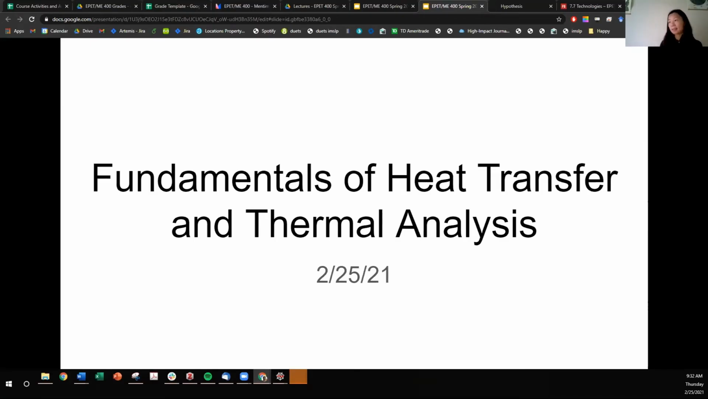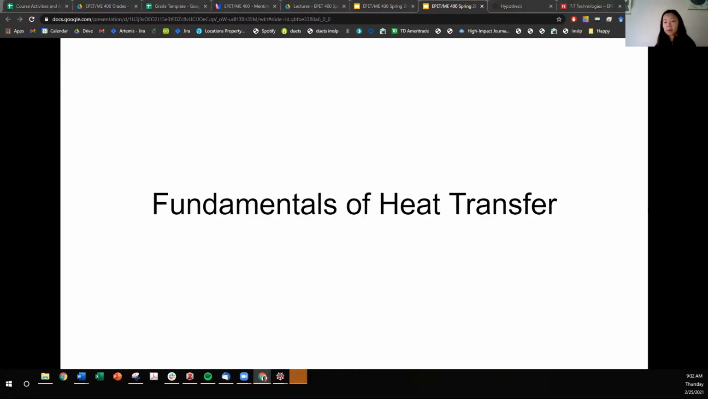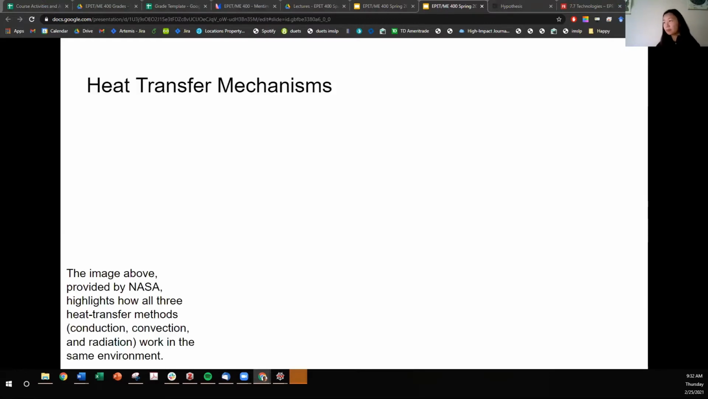Good morning, class. We are in the middle of the thermal chapter. We'll be talking about the fundamentals of heat transfer. So a little bit of physics, thermodynamics, math, and how to do thermal analysis. So let's start with the fundamentals of heat transfer.